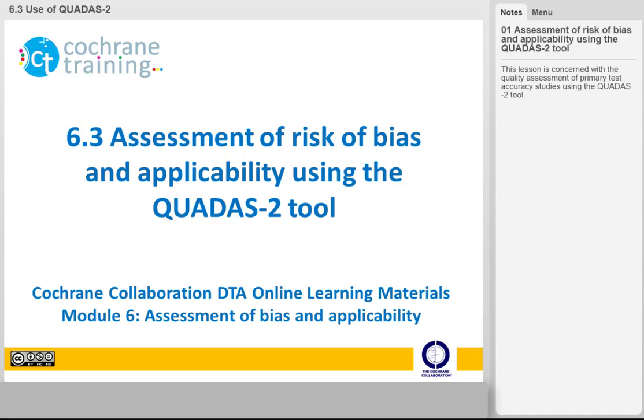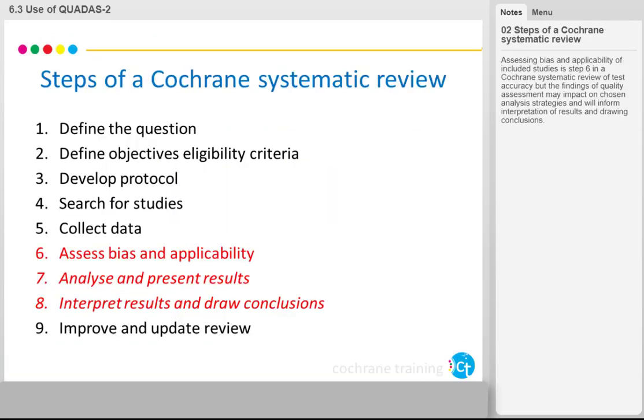This lesson is concerned with the quality assessment of primary test accuracy studies using the QUADAS-2 tool. Assessing bias and applicability of included studies is step 6 in a Cochrane systematic review of test accuracy, but findings and quality assessment may impact on chosen analysis strategies and will inform interpretation of results and the conclusions drawn from the review.